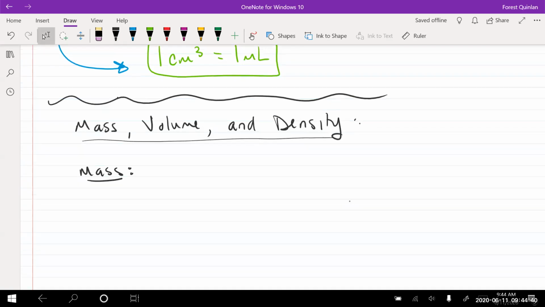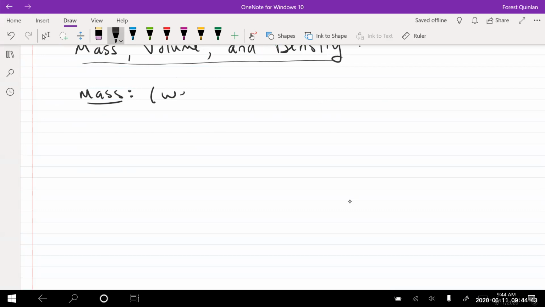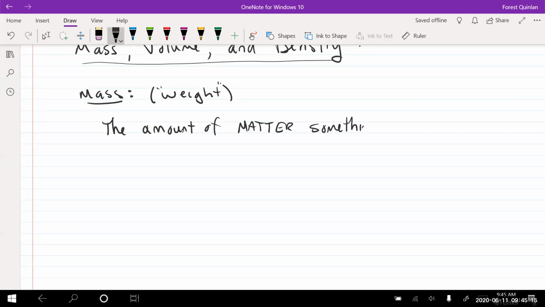When we often talk about the weight of a subject, okay? Now, I'm going to go ahead and put that in quotes because they're not actually the same. Mass. This is actually defined as the amount of matter something has.